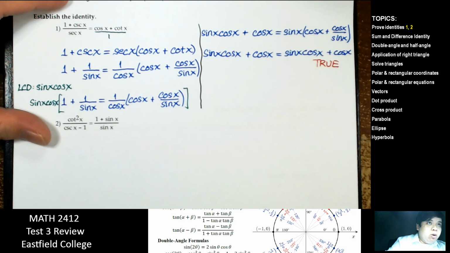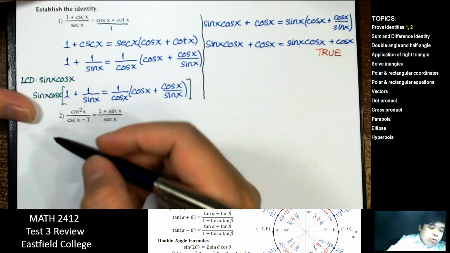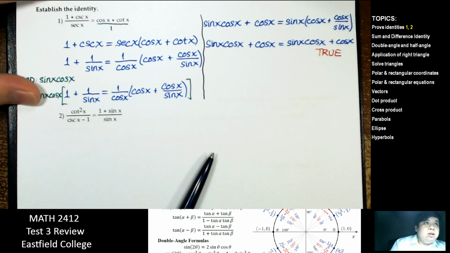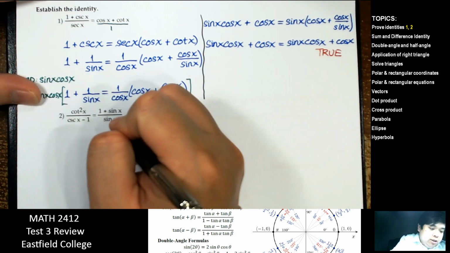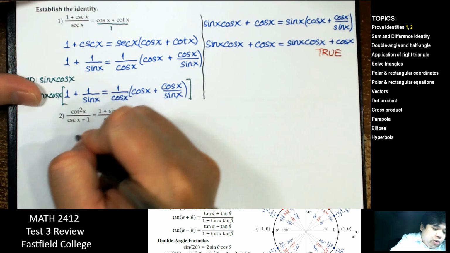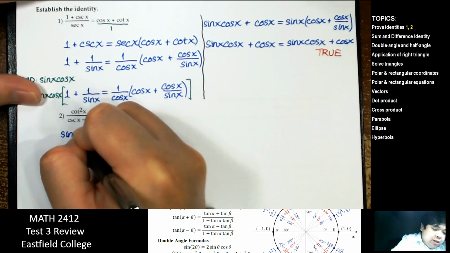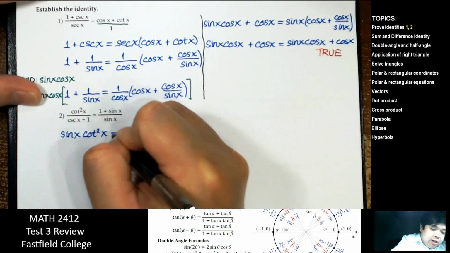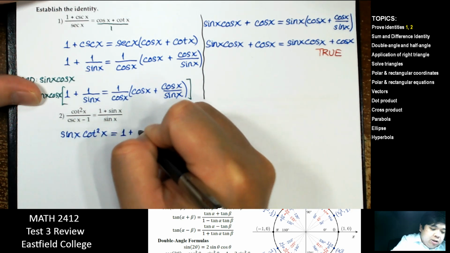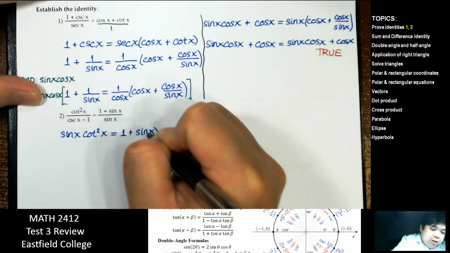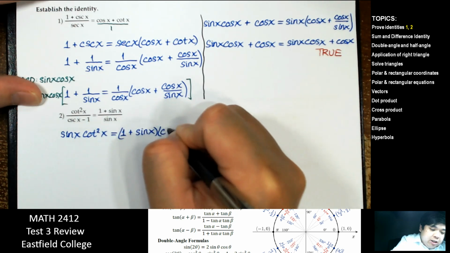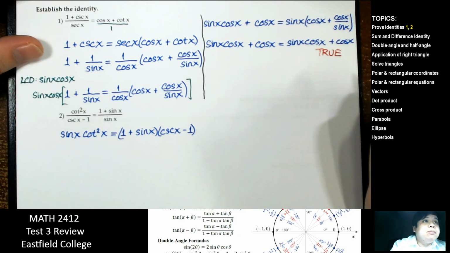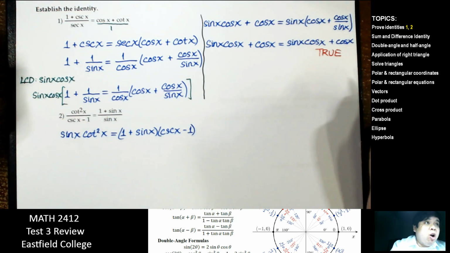Look at the second one. We do the same thing. We do the cross multiply. So we have sine x cotangent square of x equal to 1 plus sine x times cosecant x minus 1, right? So we get rid of the fraction.